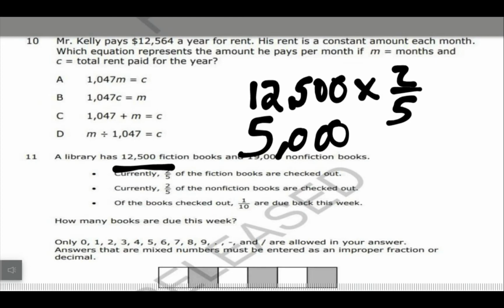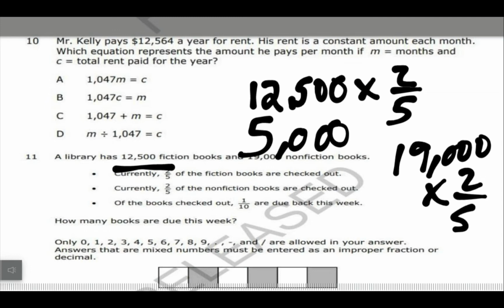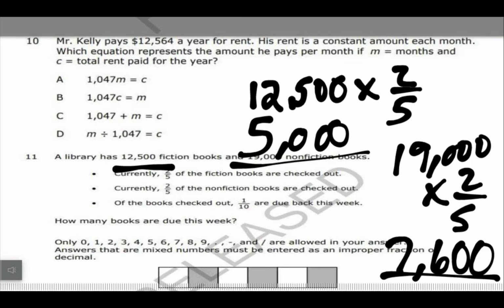All right, and then nonfiction, we would do 19,000 times 2/5. And that would be 7,600. All right, so this is how many books are checked out total. Okay, so I can add those up. That would be 12,600. All right, and then it says out of the books checked out, 1/10 are due back.